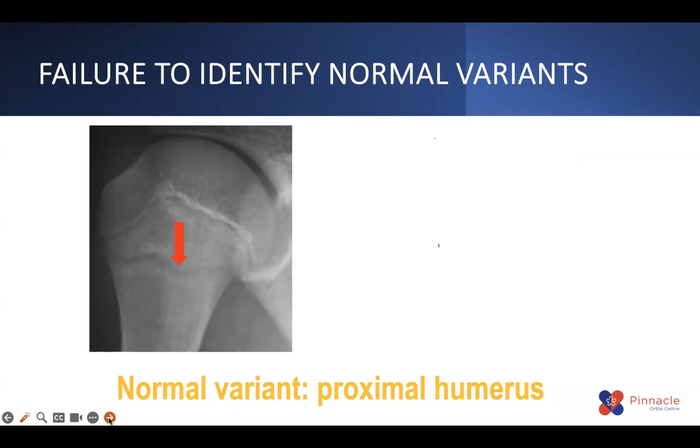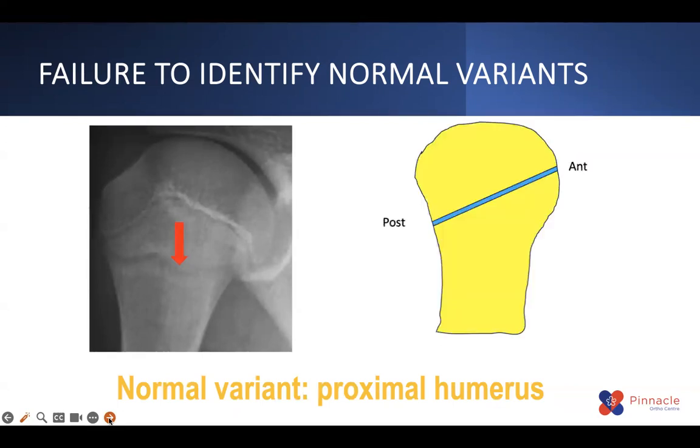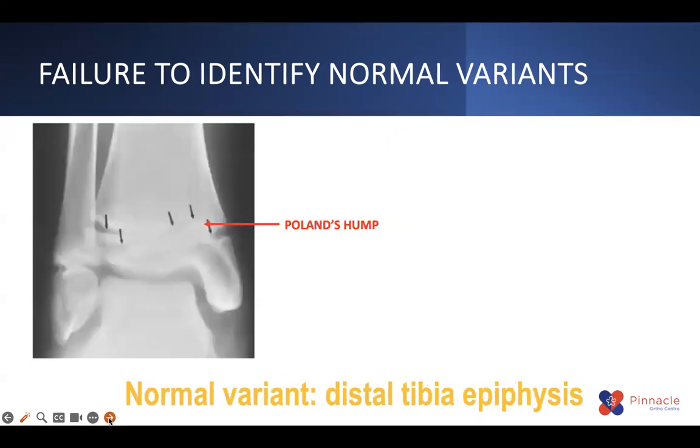But if you understand the anatomy of the proximal humerus, the proximal humerus physis is a spiral physis, extending from the superior anterior to posterior inferior. And therefore, this radiolucent line is nothing but the physis, and it is visible because of the spiral nature of the physis. And you have to be aware of this in order to avoid misdiagnosing this as a fracture.